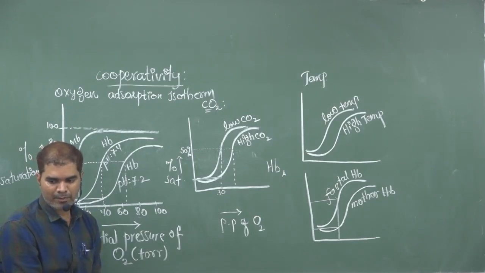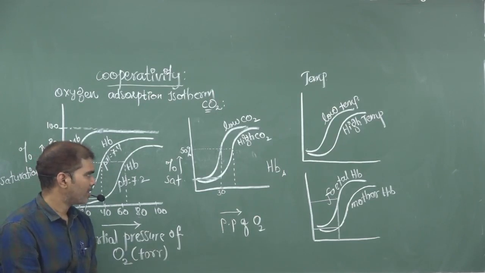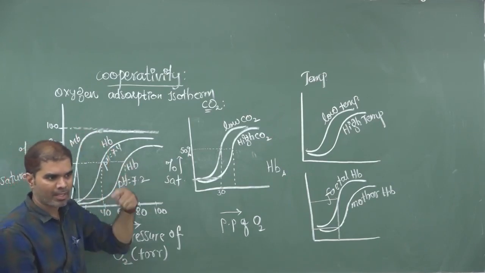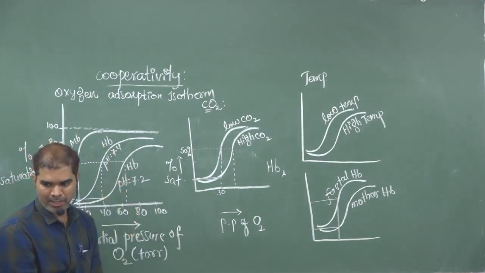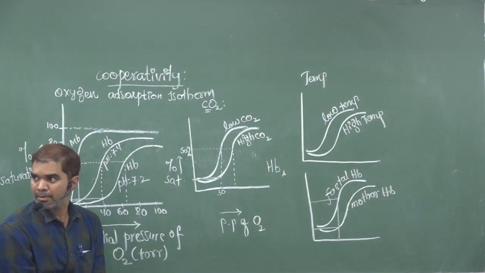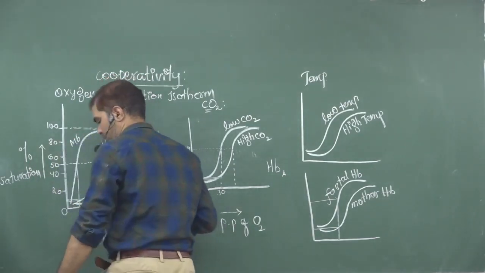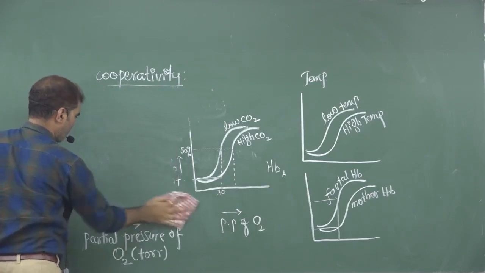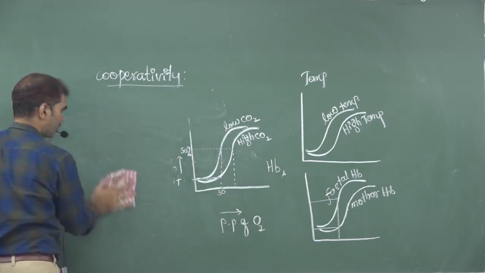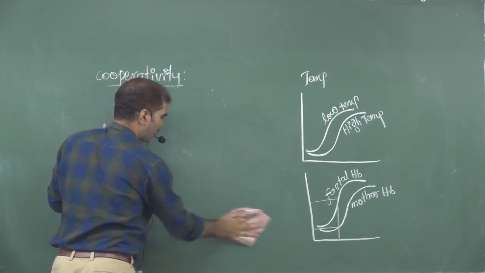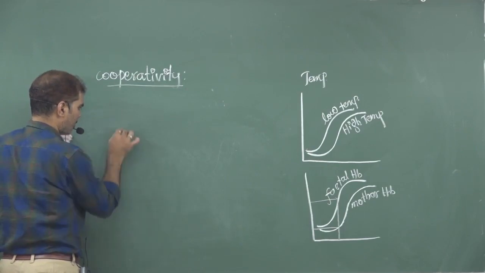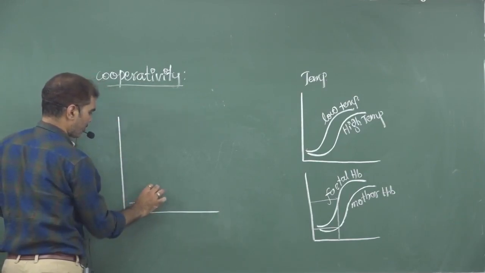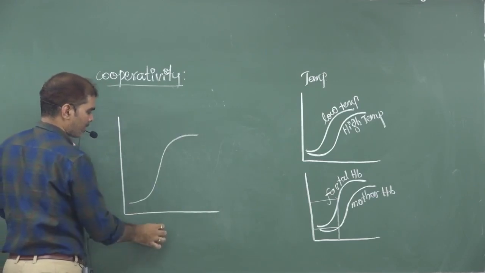Write the conclusive points for each graph. Higher pH, all these are for hemoglobin. Myoglobin, just for comparison I have drawn. Conclusive points are for hemoglobin. Higher pH, higher saturation. Next. Lower CO2, higher saturation. Next. Lower temperature, higher saturation. Next.